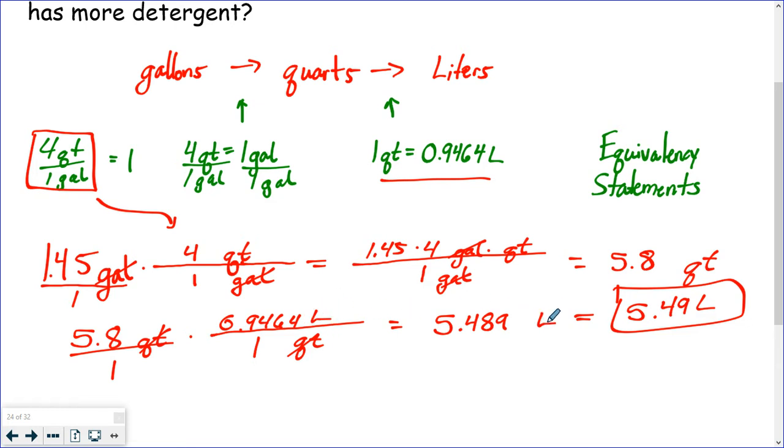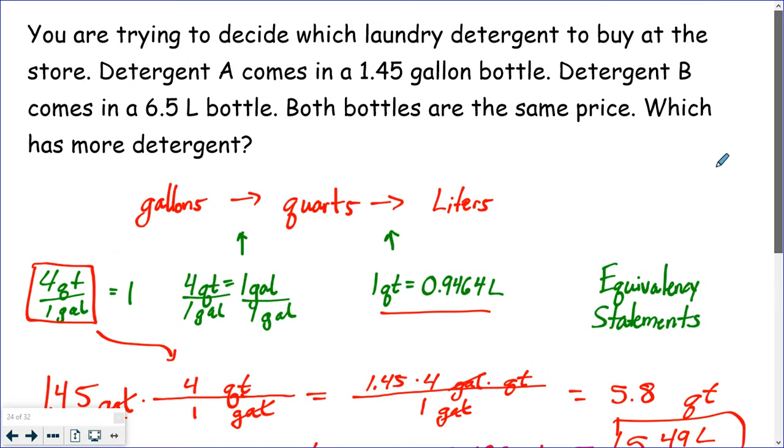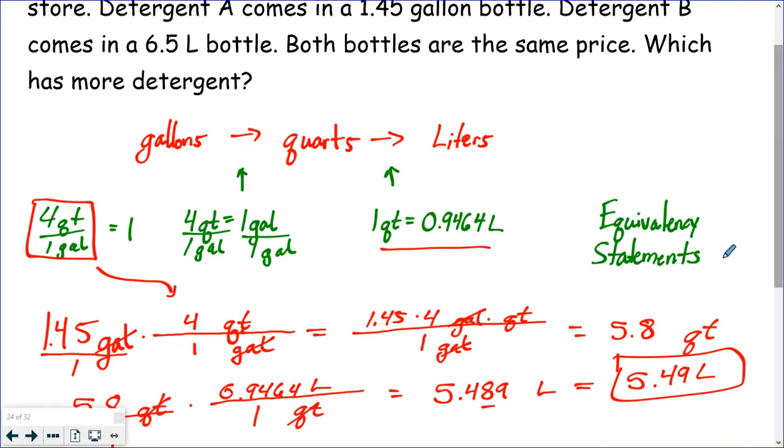And if I keep track of sig figs, significant figures should be rounded according to the least number of sig figs in my problem. So if I go backwards through my problem, this is the number I started with. Don't use these. These ratios are exact. Only use the number I started with, 1, 2, 3 significant figures. I get 1, 2, 3 round to the 8 spot, so it becomes 5.49 liters. And 5.49 liters, it looks like that is less, so detergent B is a better value.